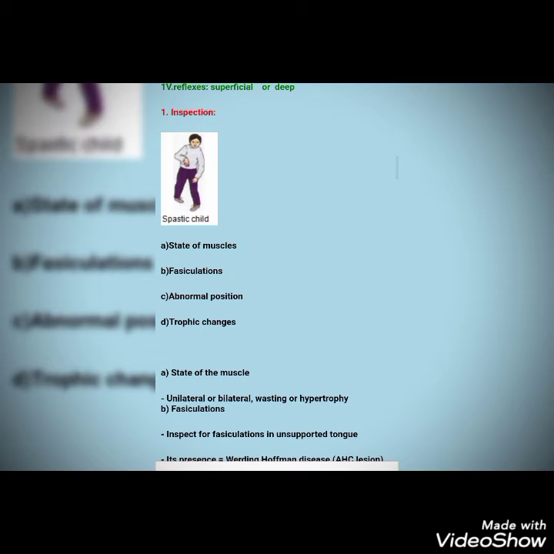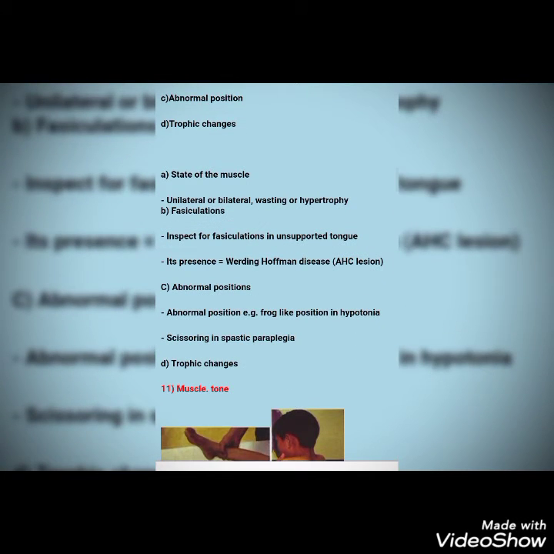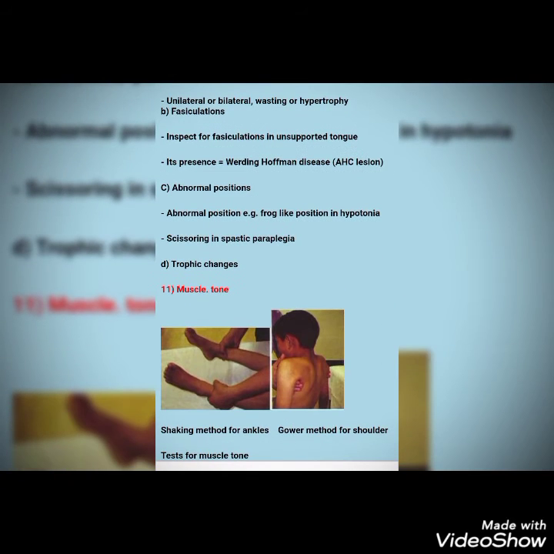State of muscle: fasciculation, abnormal position, trophic changes. Then we will examine his state of muscle: unilateral or bilateral wasting or hypertrophy or fasciculation. Inspect for fasciculation in the unsupported tongue. Its presence suggests Werdnig-Hoffmann disease, an AHC lesion. Abnormal position is a frog-like position in hypotonia, scissoring in spastic paraplegia.